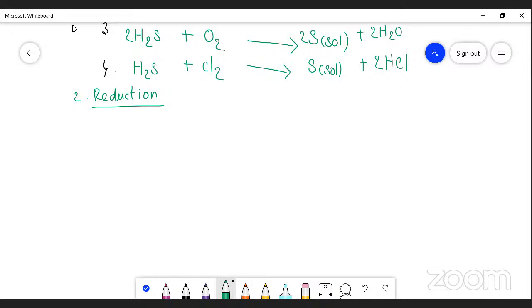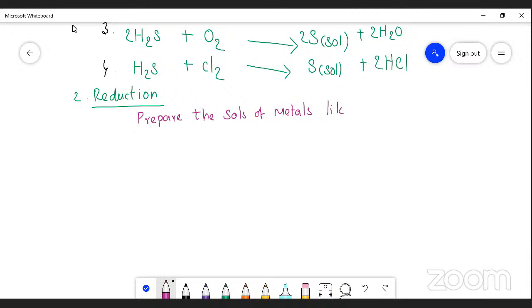Addition of hydrogen or removal of oxygen is nothing but reduction. Now, in this reduction method, we may prepare the salts of metals. Salts of non-metals will be prepared by oxidation. Salts of metals will be prepared by reduction.